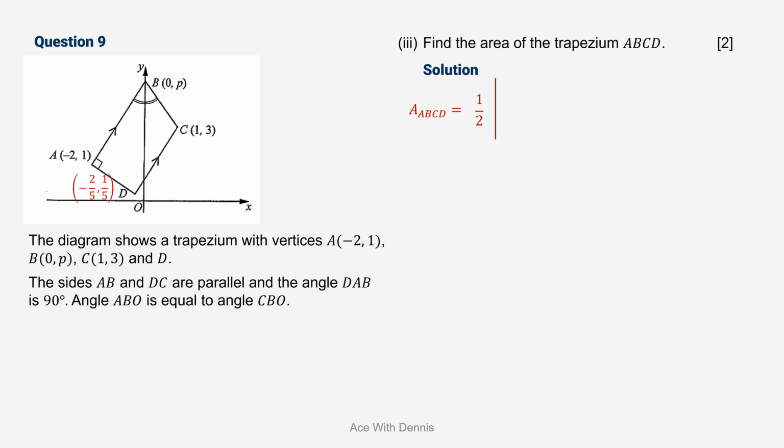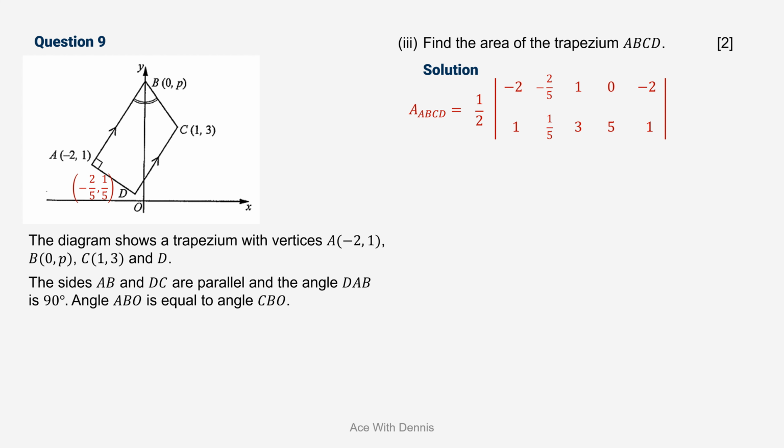So for coordinates of point A, it will be -2, 1. The next point following the anti-clockwise direction will be point D. So I will write down the coordinates of point D, which is -2/5, 1/5. The next point is point C, 1, 3, and the next point will be 0, 5. And this operation will end with point A, which is -2, 1. Then I close the operation here.